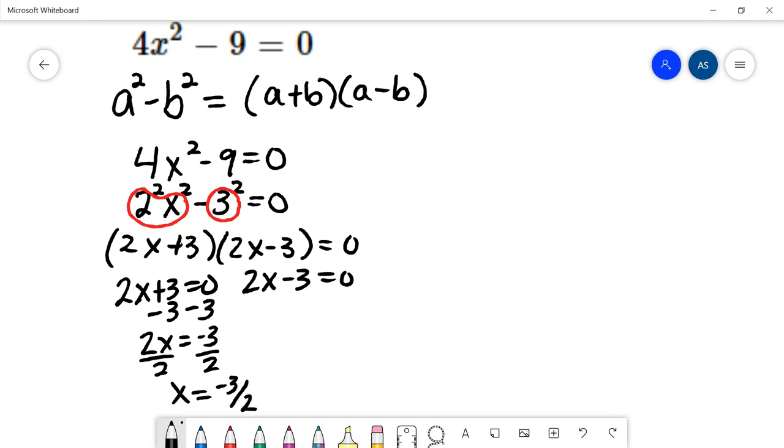For the other equation, 2x minus 3 equals 0, I add 3 to both sides. 2x equals 3. Divide by 2. And x is equal to 3 halves. So we have 2 solutions, negative 3 over 2 and positive 3 over 2.